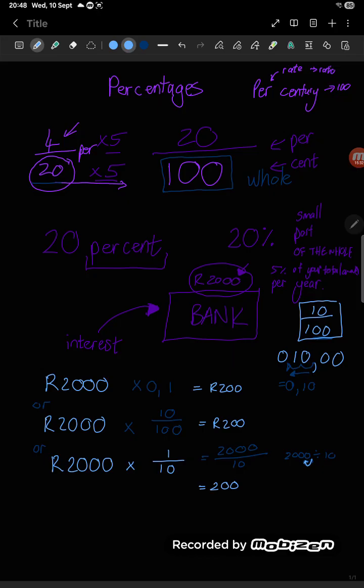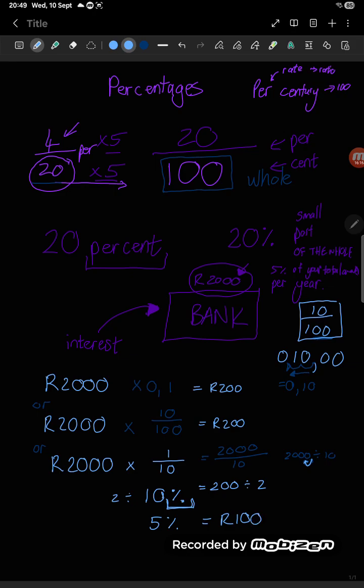Now I don't have 10%, I have 5%. So 10%, and we have this percentage sign that we needed to express as a symbol, meaning per cent, divide by 100. This means divide by 100. So 10% of 2,000 is 200. 5%, what did I do? I divided both sides by 2. And 5% is 100 Rand.